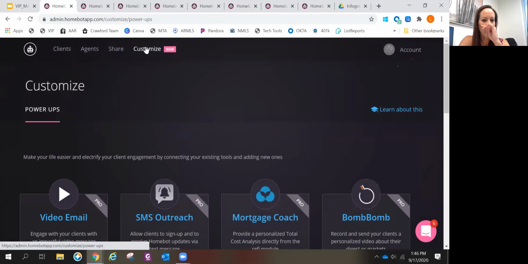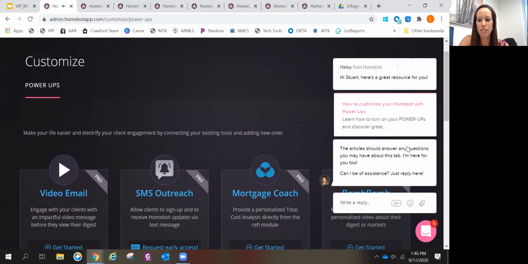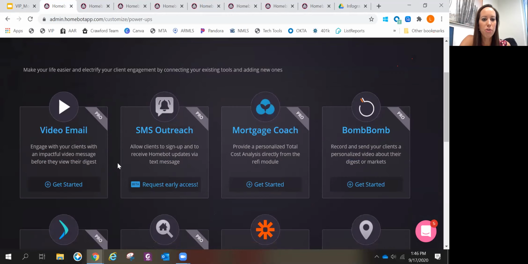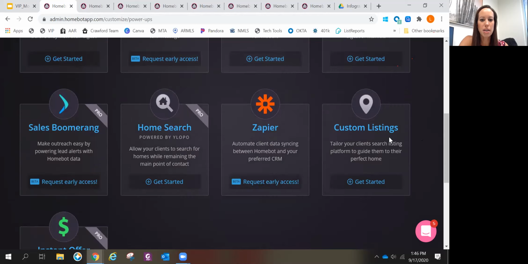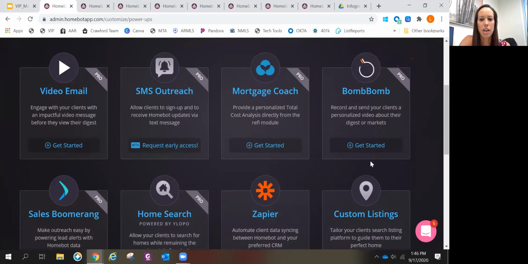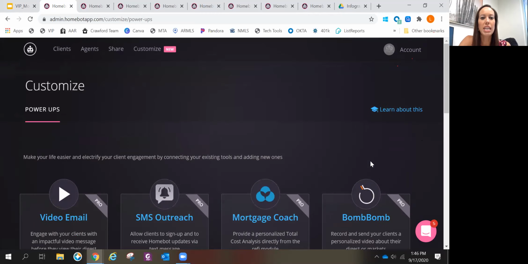And then customize, it gives you a lot of additional options. Oh, sorry, I gotta get rid of this here, to customize your own Homebot. It now allows you to send video emails with your Homebot to tell your clients what it is. It has an integration with BombBomb. It has Zapier, which is in beta testing now. And what that means is that your leads could funnel from your CRM into Homebot or vice versa. So yeah, it has a lot of great features. They continue to add more. There's also a custom listing feature that just got launched. I haven't even researched that yet, but the system's growing like crazy, and they're going to continue to add more awesome features.